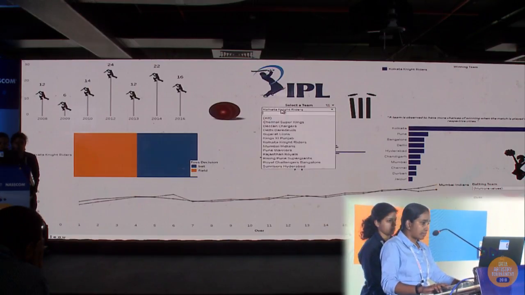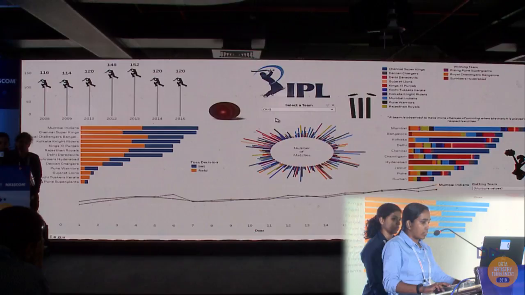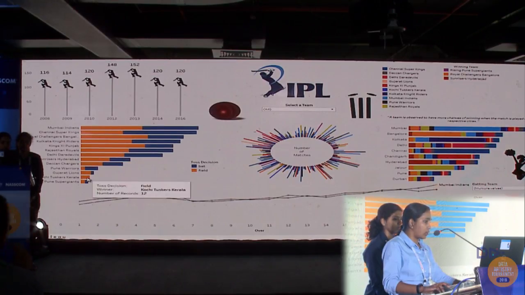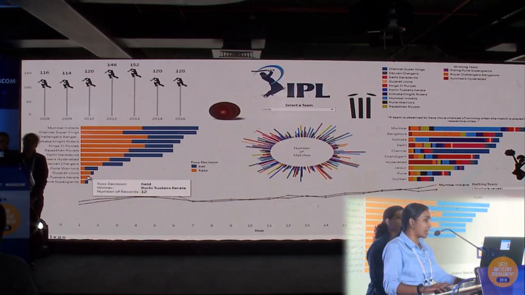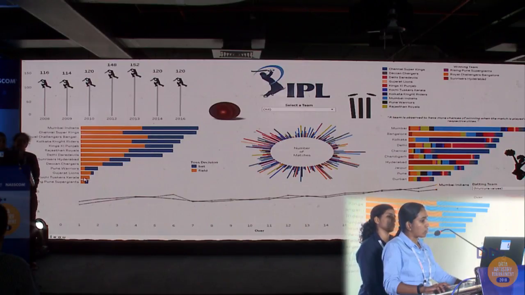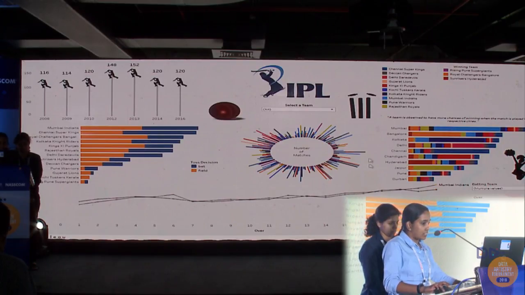This is a common pattern. And when we observe this as a whole, we can see there is an exception: Kochi Tuskers Kerala. They won only 12 times, and even with such a low winning rate, they always opted to field, and they never chose to bat in any of their matches.